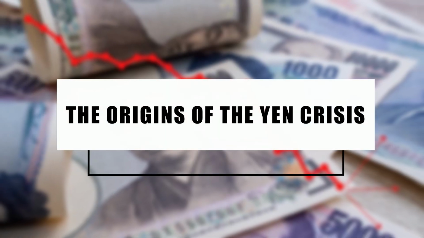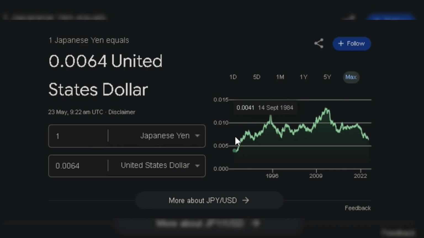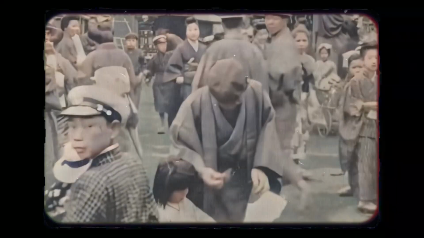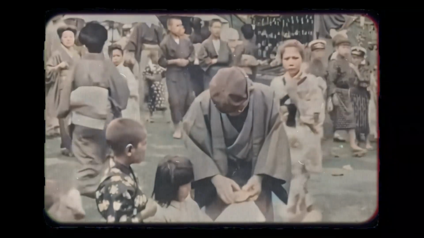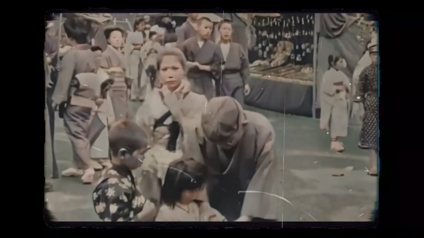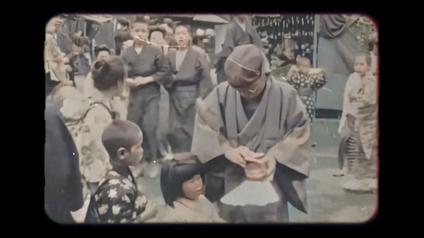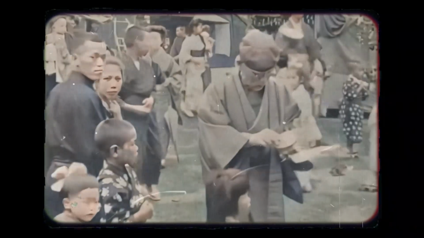The origins of the yen crisis. The origins of the yen crisis can be traced back to a combination of domestic and international economic pressures. Domestically, Japan has been grappling with decades-long deflationary pressures, an aging population, and sluggish economic growth. These factors have compelled the Bank of Japan to maintain ultra-low interest rates and engage in extensive quantitative easing measures.